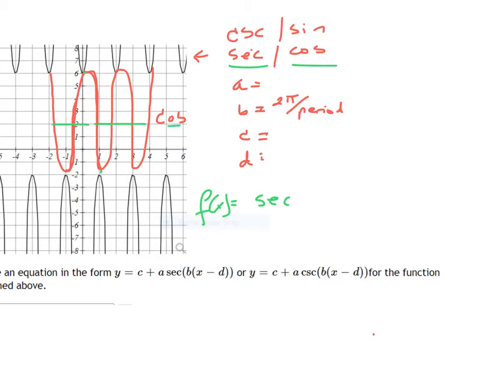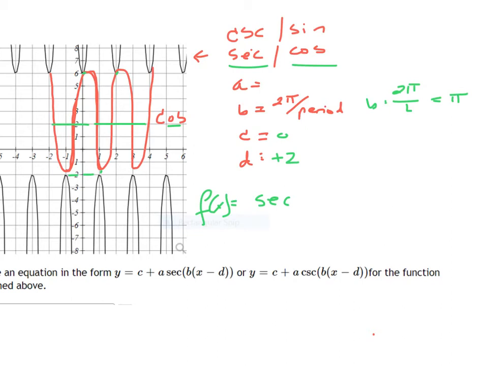So I know that D is my midline, right? C, this is the same on both sides of the y-axis, so C is going to be 0. There is no horizontal shift at all. B is 2 pi divided by my period. If I look up here, from point to point, my period is 2. So B is going to be equal to 2 pi over 2. So B is going to be equal to pi.